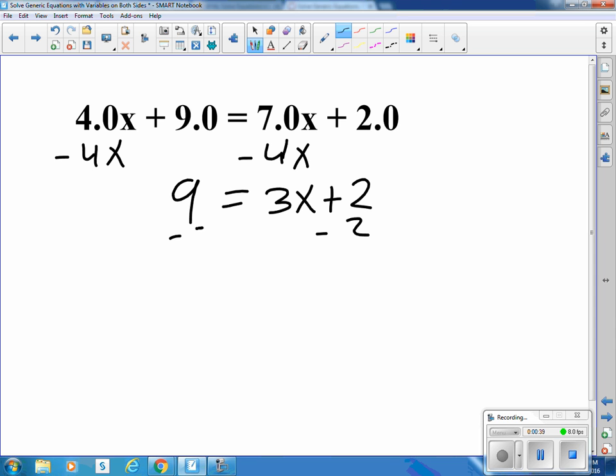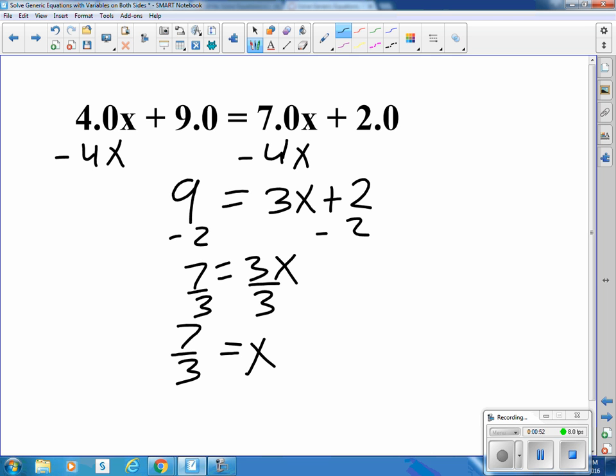Subtract the 2, and you have 7 equals 3x. Well, the opposite of multiply by 3 is divide by 3. And so x equals 7 divided by 3. And 7 divided by 3 is 2.33, and it keeps repeating, but that's far enough for the computer quiz.